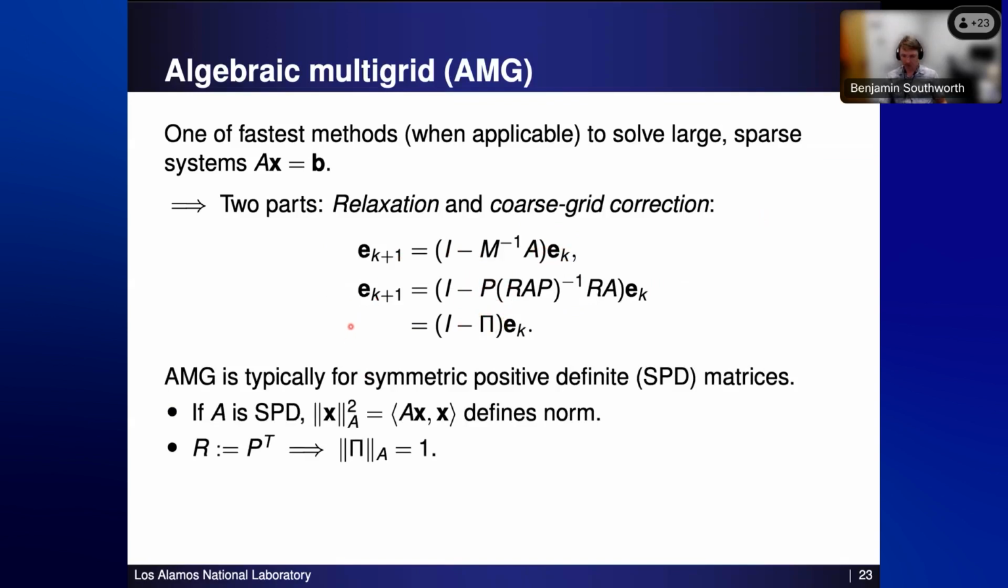And so AMG is classically designed for symmetric positive definite matrices. And so when A is SPD, you have an induced A norm, right? And in doing so, if you define R equals P transpose, then your projection is norm 1 in the A norm. And this is great because you can't increase your error. So all pi does is project out everything that's in the range of P. And as long as that's complementary with relaxation, then you converge well. And at the very worst, coarse grid correction cannot increase your error.